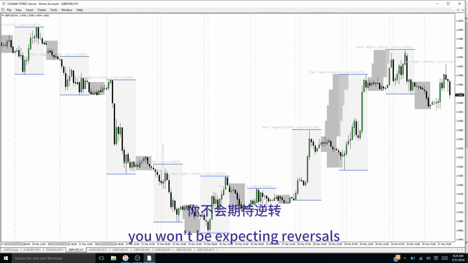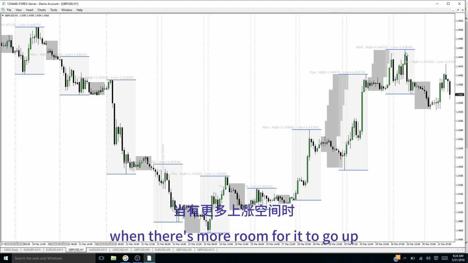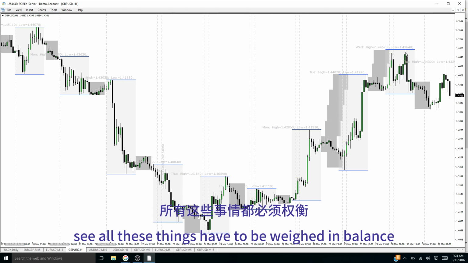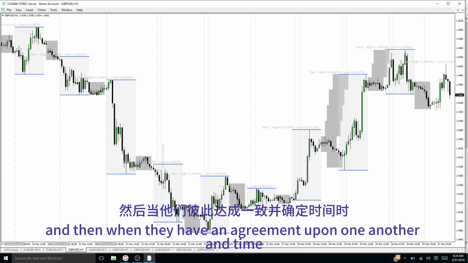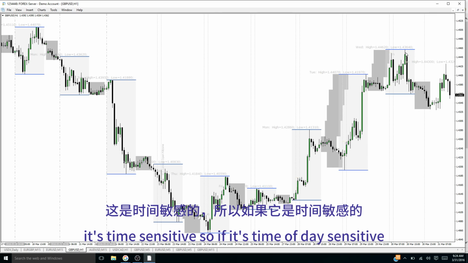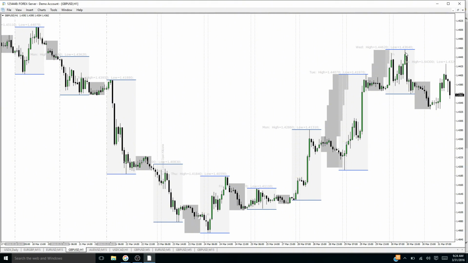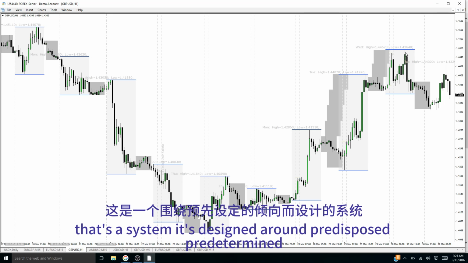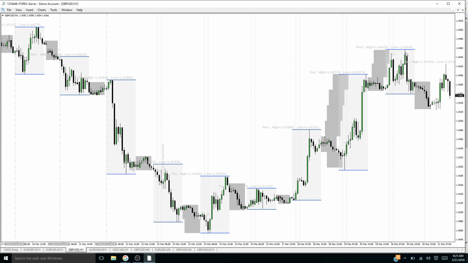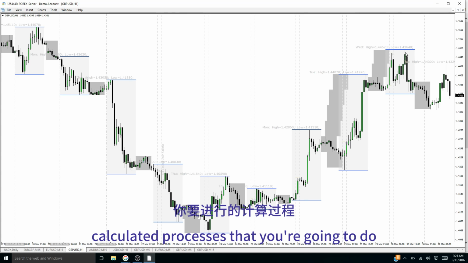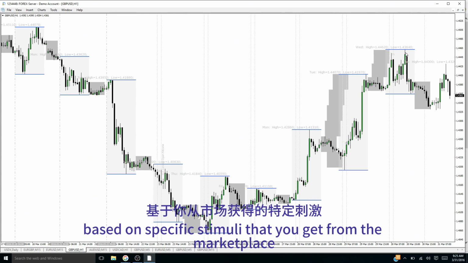You won't be expecting reversals when there's more room for it to go up. See, all these things have to be weighed in balance. And then when they have an agreement upon one another and time, it's time sensitive. So if it's time of day sensitive and day of week sensitive, you've got a system. Whether you want to agree with it or not, that's a system. It's designed around predisposed, predetermined, calculated processes that you're going to do based on specific stimuli that you get from the marketplace.